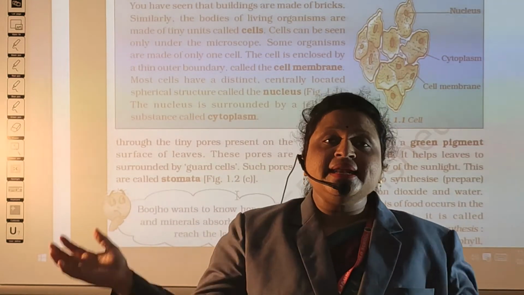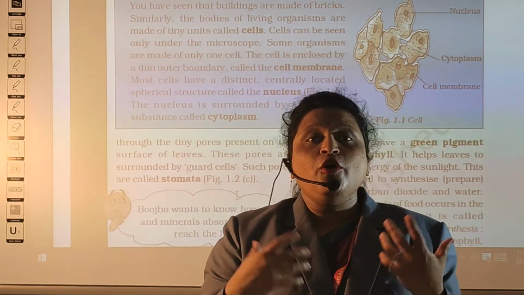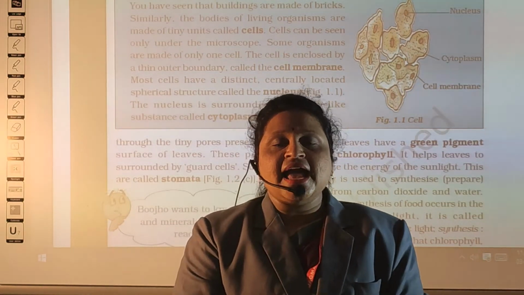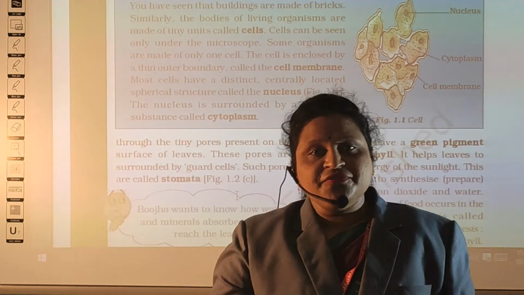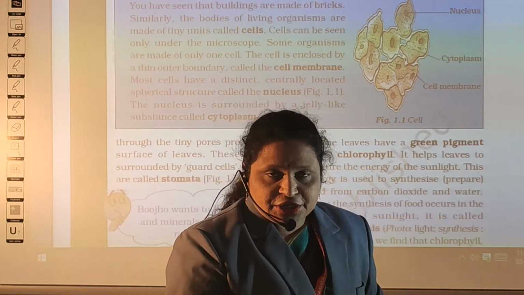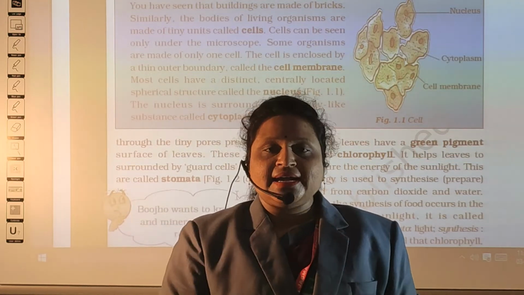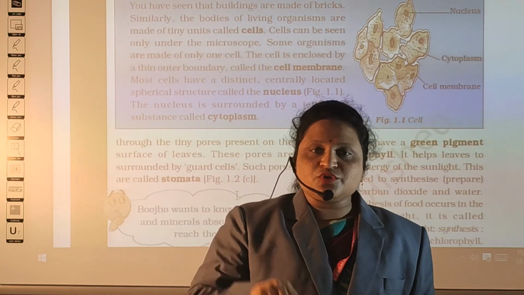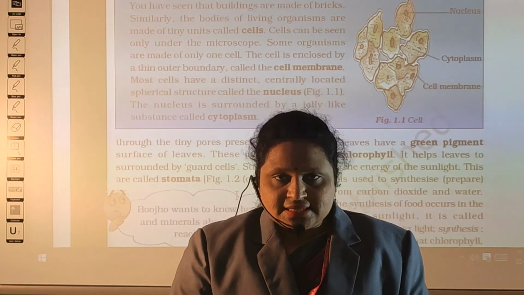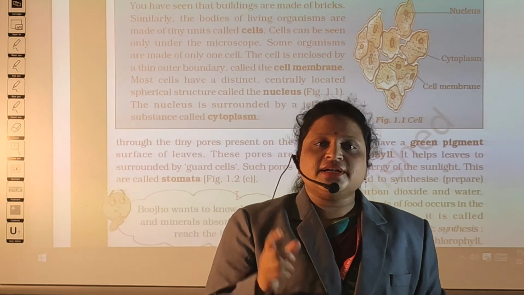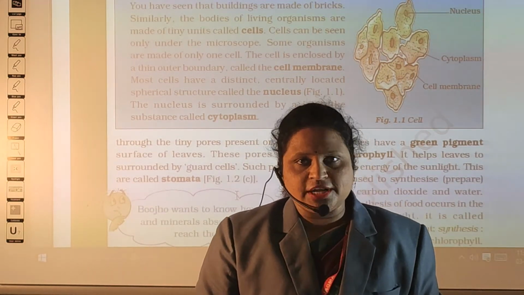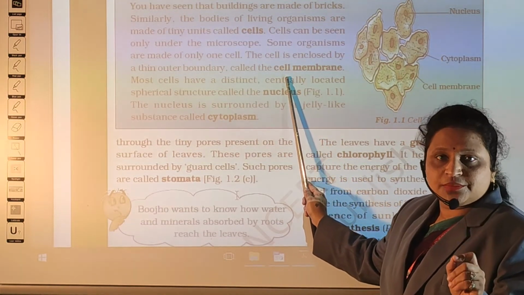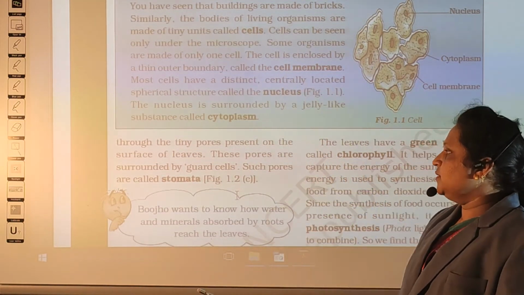Many cells come together and form one structure. It is called a tissue: a group of cells having similar structure and function. When many tissues collect, they become an organ. When two or three organs come together, it is called an organ system. And when many organ systems come together, they form a body. So the cell is the tiny structure of our human body and of plants as well.